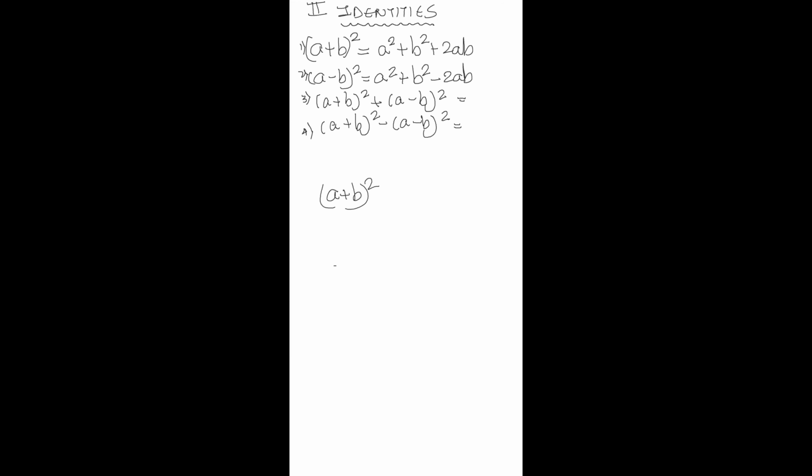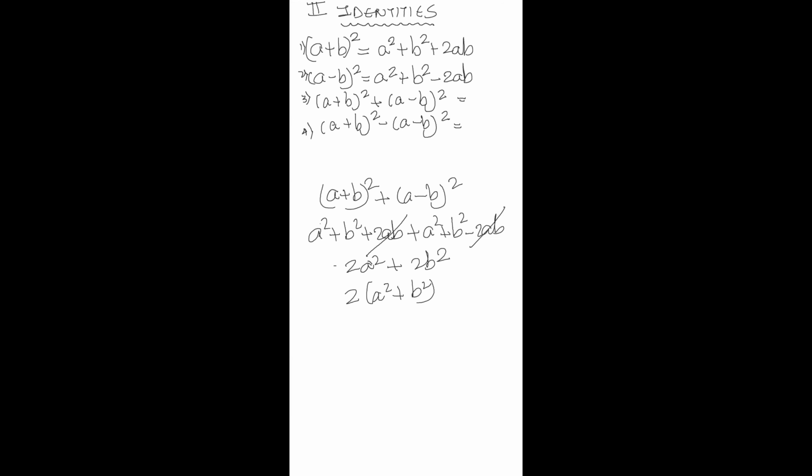a plus b the whole square plus a minus b the whole square. Let us see the addition. It's a square plus b square plus 2ab. और पीछे a square plus b square minus 2ab. You see 2ab gets cancelled. A square plus a square is 2a square. B square plus b square is 2b square, and you take out 2 common. A square plus b square. So the identity a plus b the whole square plus a minus b the whole square is 2 times a square plus b square.